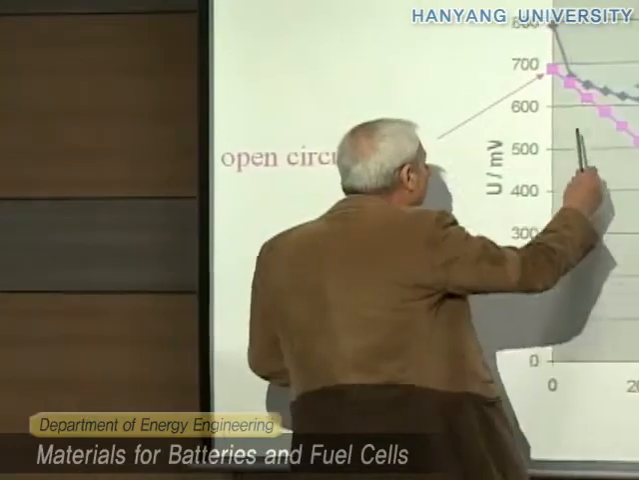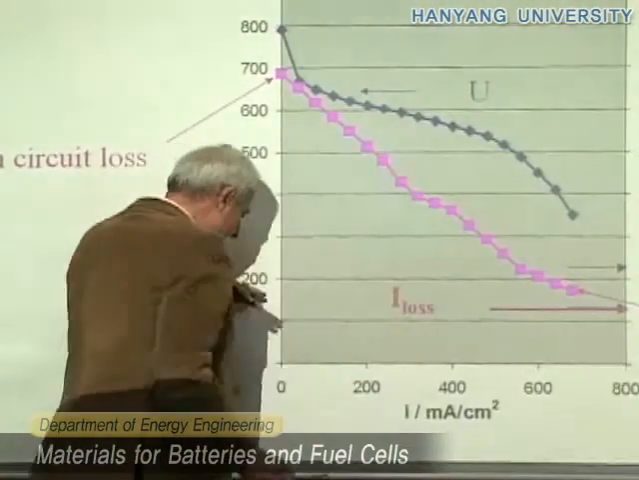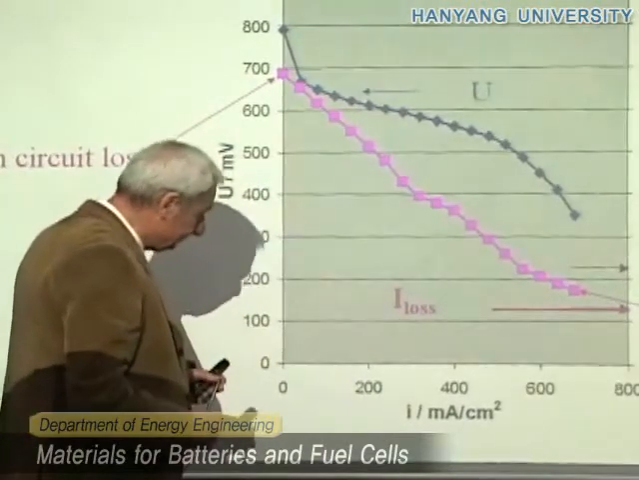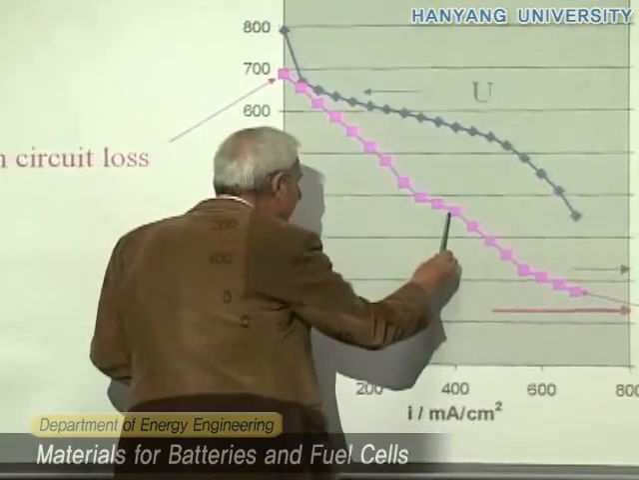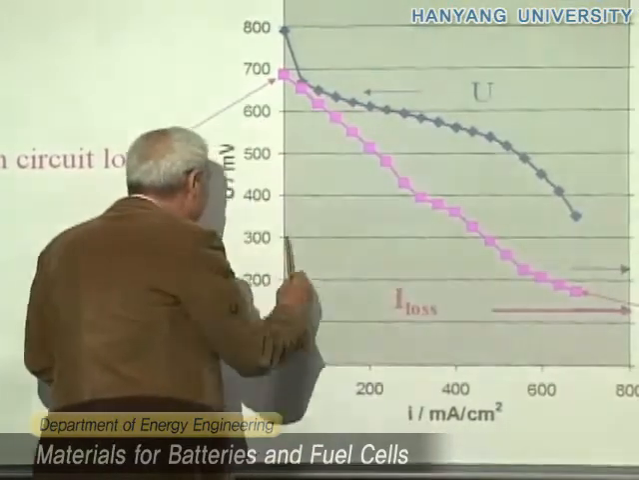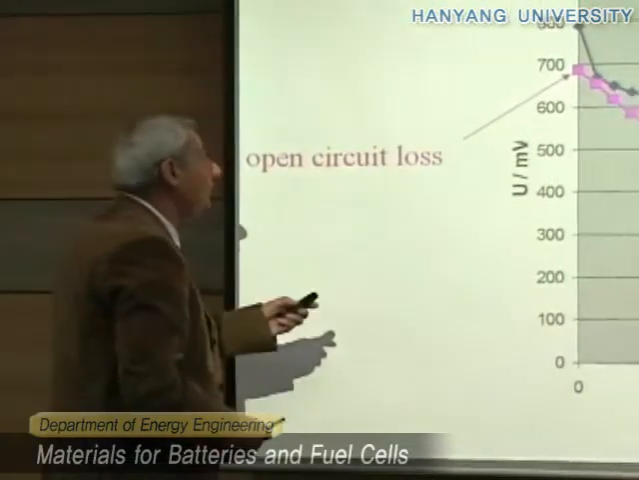But now, if we have methanol crossover, you see that the curves deteriorate consistently. So we have a current loss at the same current. The power will be much less. This is a serious problem.